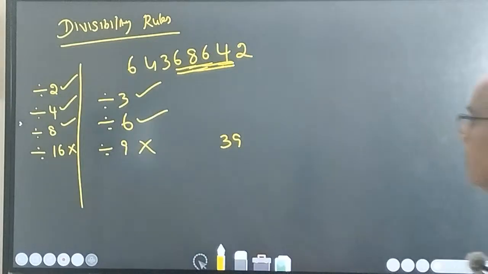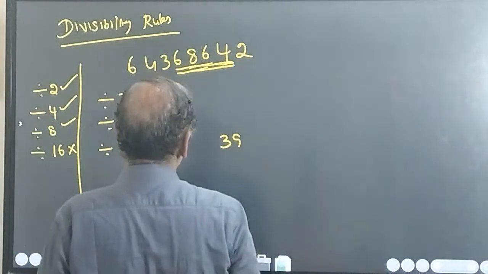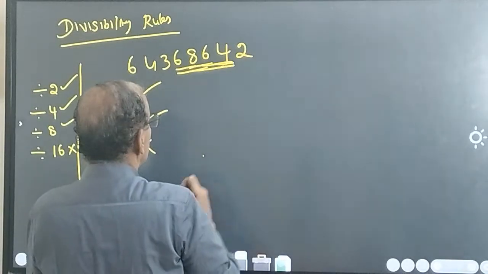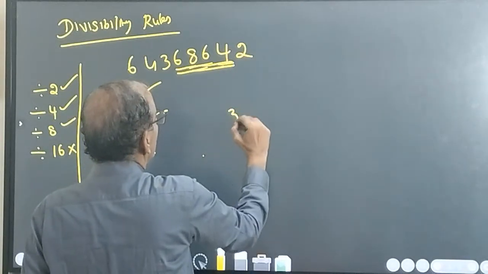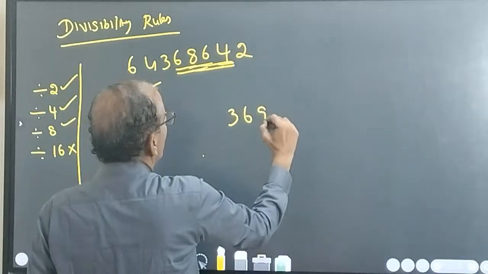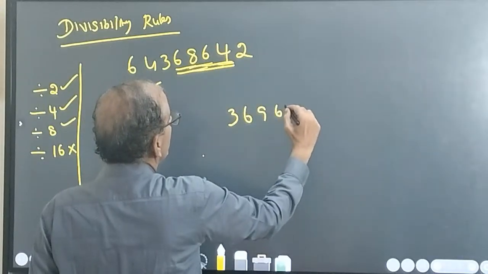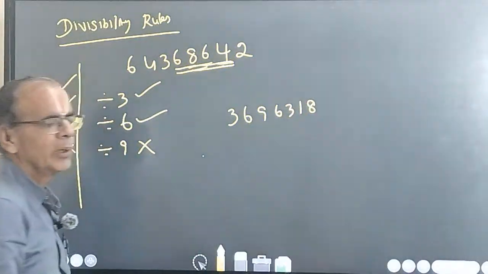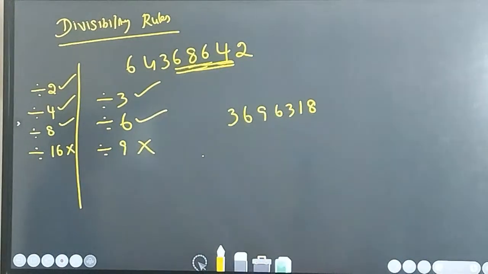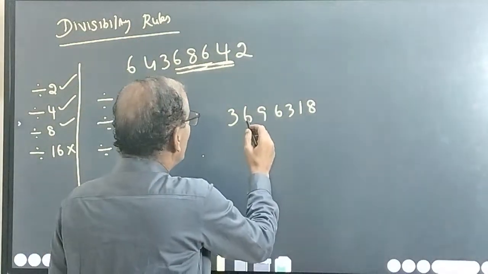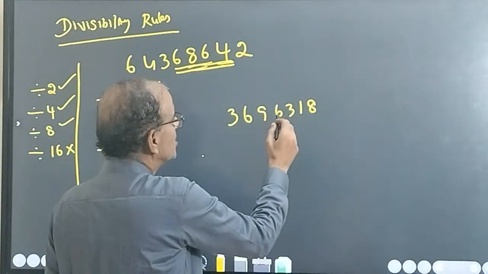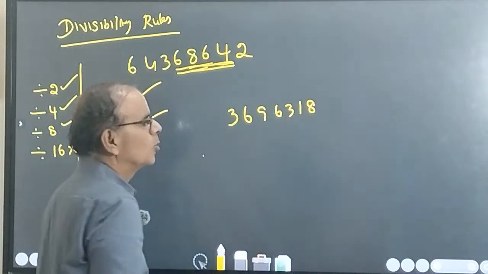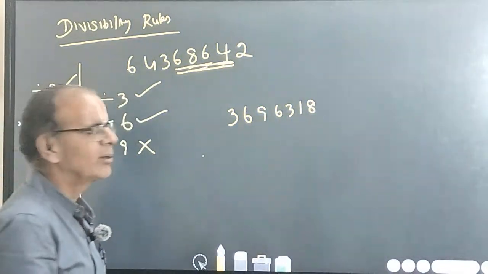Suppose one number is 9, 63, 18. So your number is here. Let us check. 3 plus 6 is 9, 9 plus 9 is 18, 18 plus 6 is 24, 24 plus 3 is 27, 27 plus 1 is 28, 28 plus 8 is 36.